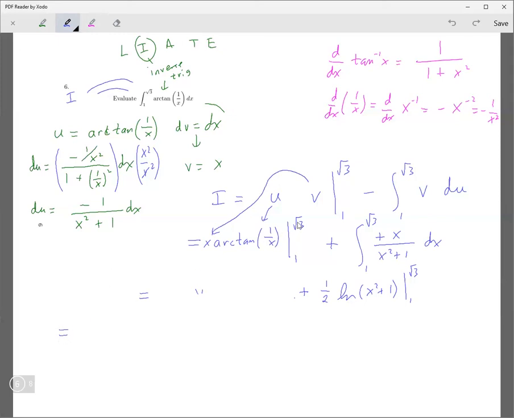Okay, so let's go ahead and put everything in. Put the square root of 3 into here. Subtract and put the 1 in. Put the square root of 3 into here. Root 3 squared is 3 plus 1 is 4, so that's going to be 4. Put the 1 in. 1 squared is 1 plus 1 is 2.